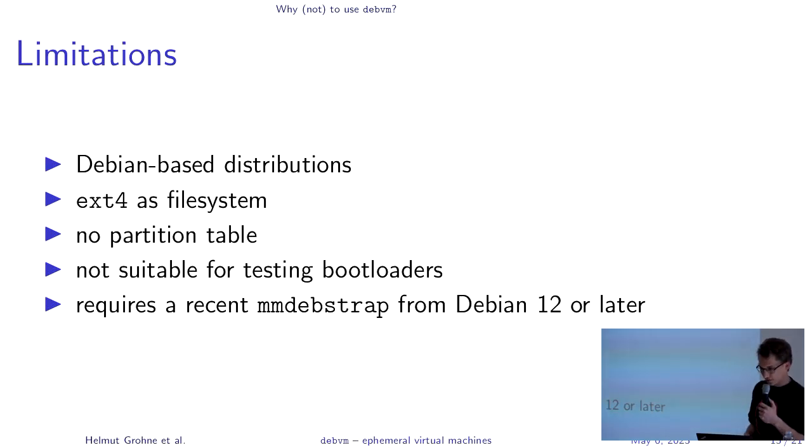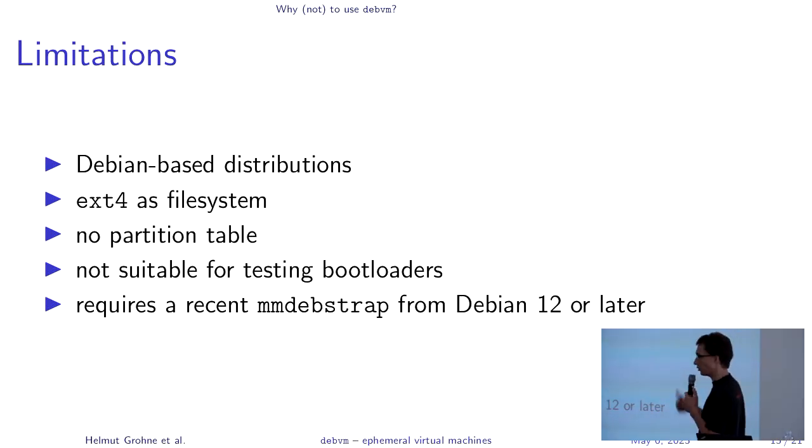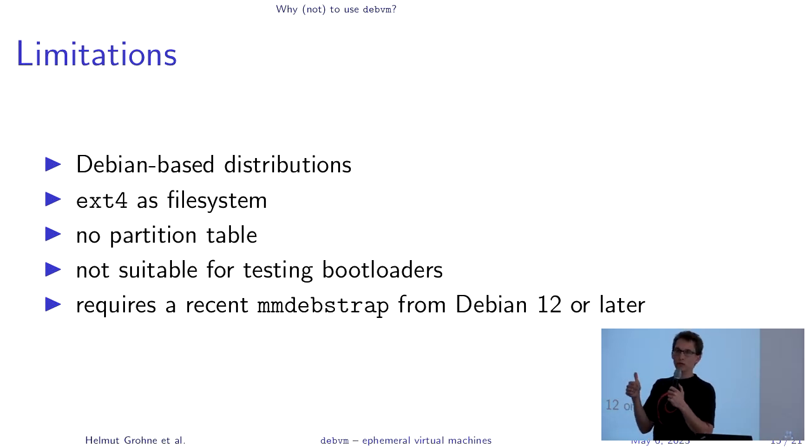Why not to use it? It only works for Debian-based distributions. You're out of luck for Fedora, right? It only works with ext4. That's due to the way I extract kernel images out of the root file system. The resulting image has no partition table. It's just a plain file system image. If you want another disk, just plug a secondary disk into your QEMU. There you can do partition tables in the way you want.